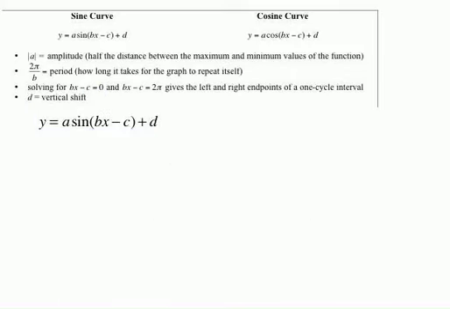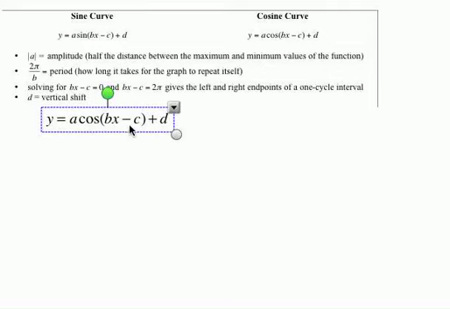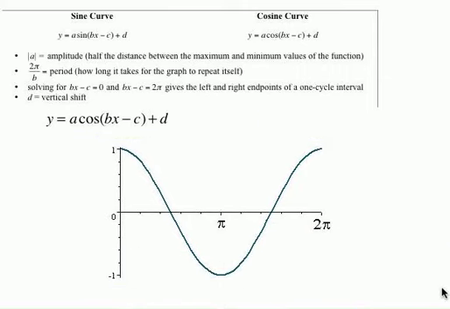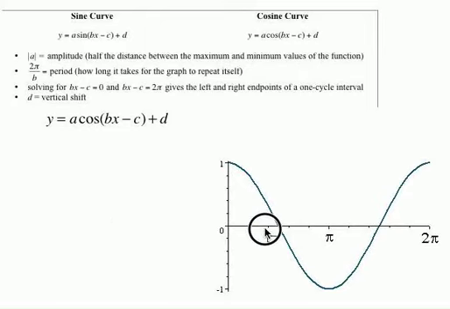Now the cosine graph behaves much the same way as the sine graph. It has the A, has the D, has the bx minus c. Its graph just looks a little different because cosine has different values. Cosine of 0 is 1. Cosine of pi over 2 is 0. Cosine of pi is -1. Cosine of 3 pi over 2 is 0. And the cosine of 2 pi is back at 1. We've completed one period.